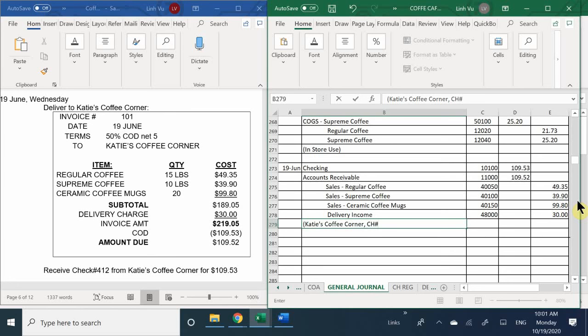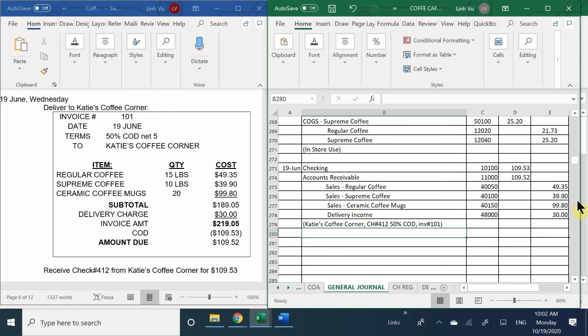Check number 412, as well as invoice number 101. Correct. The invoice would already sum up all of this information, but that's okay. Check number 412 is valid, all right? And I'm going to write here 50% COD, comma, invoice number 101. Okay. Good.